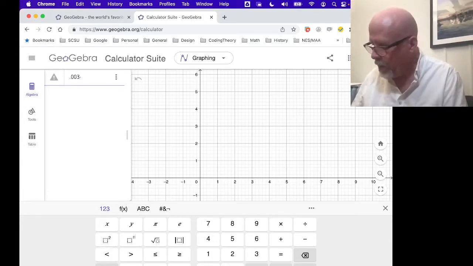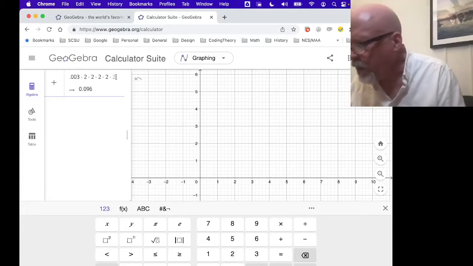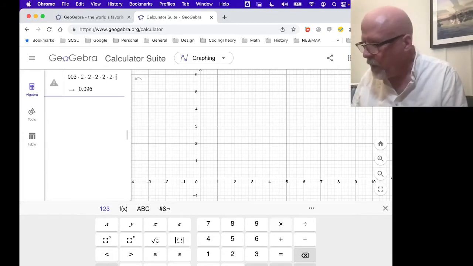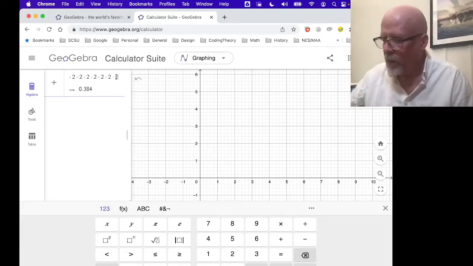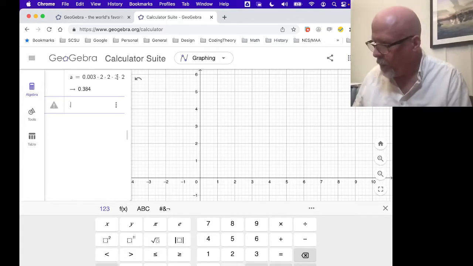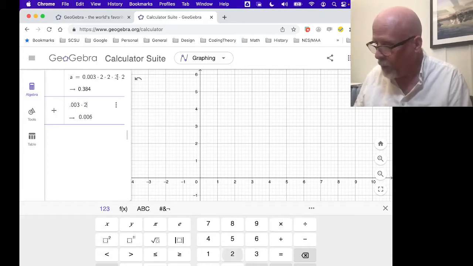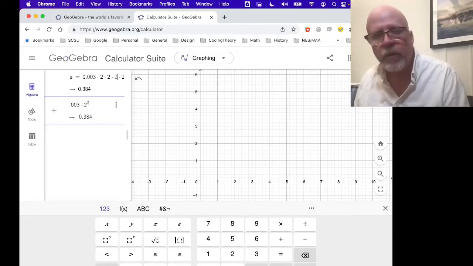Now, I could write 2 times, 2 times, 2 times, 2 times. Actually, it's keeping track for me, isn't it? How many twos have I got there? That's only five. And six, and here's the seventh one. 0.384. Sorry. Of course, that was a silly way to do it, though. Wouldn't it have been better to say, I'm going to multiply 0.003 times a power of 2? In fact, it's 2 raised to the 7th power. Get to that 0.384 right away.